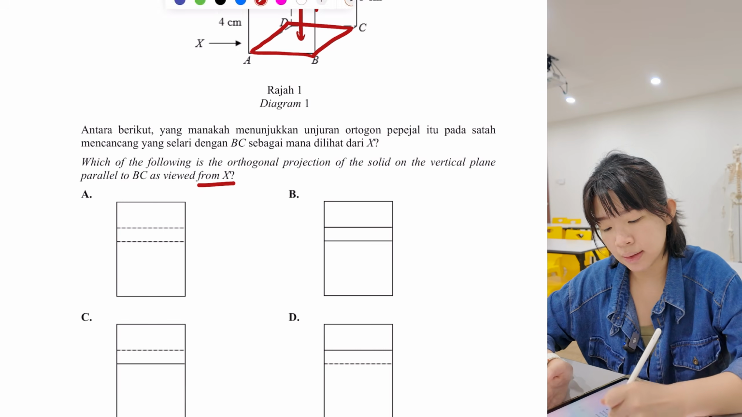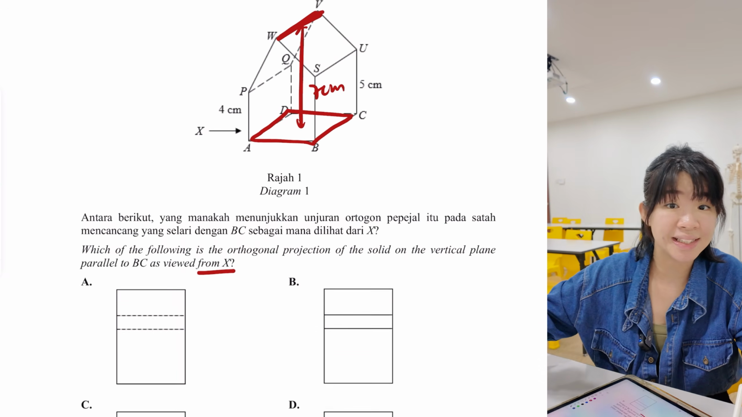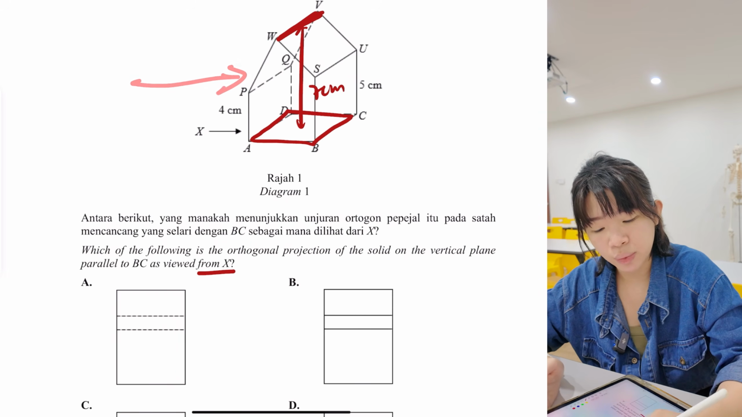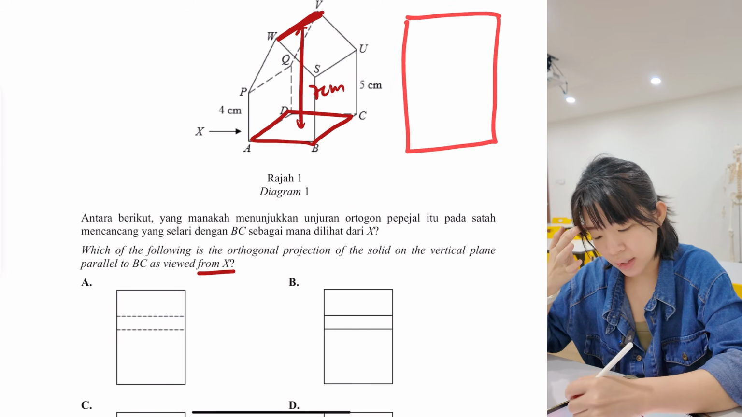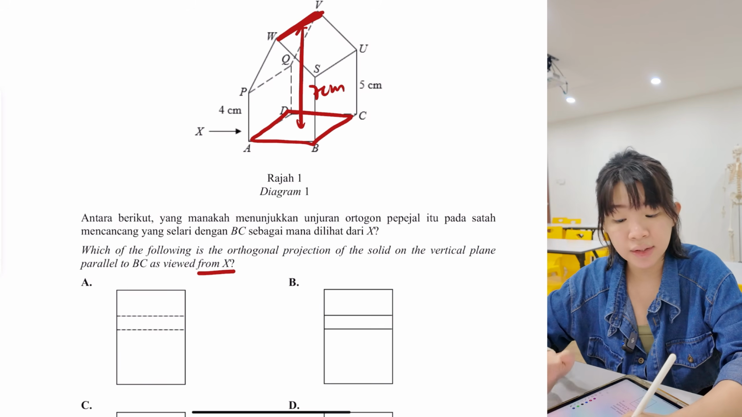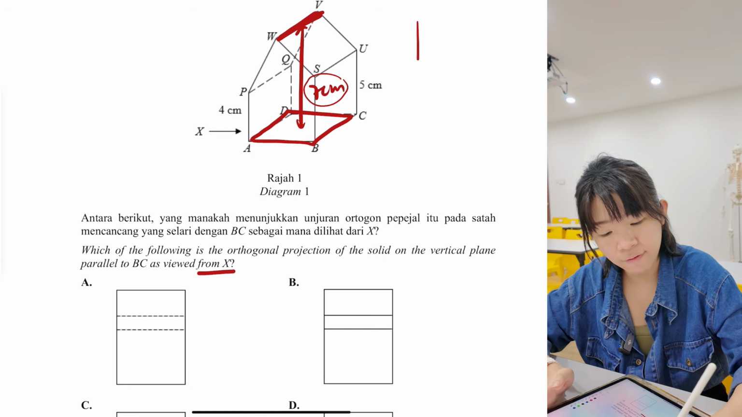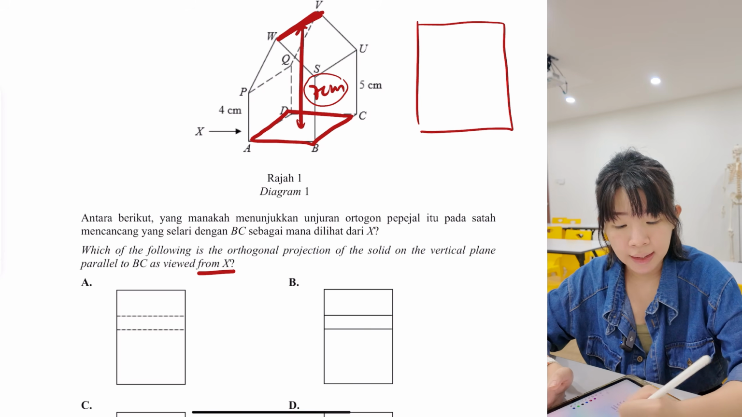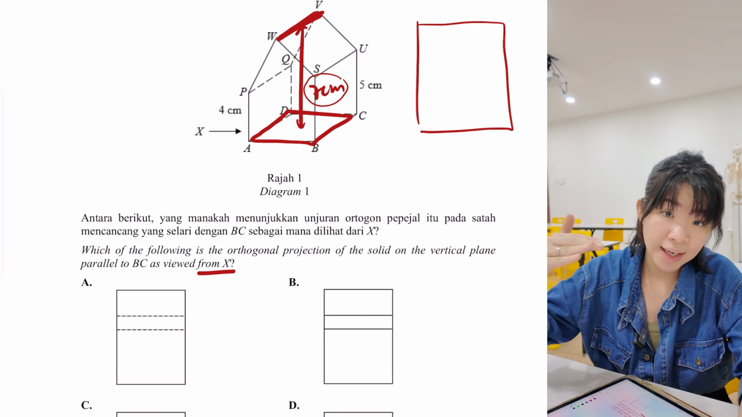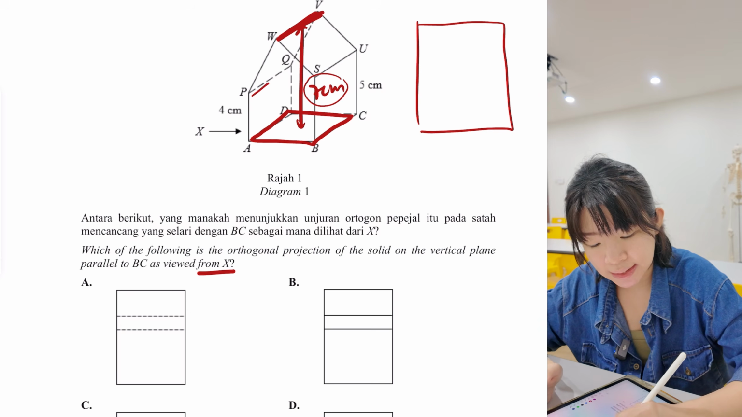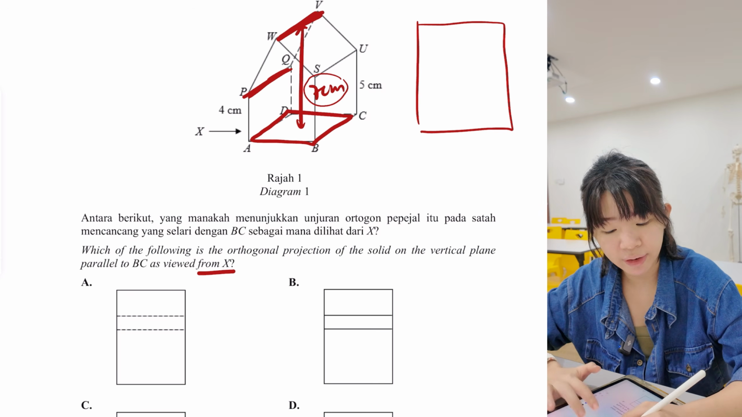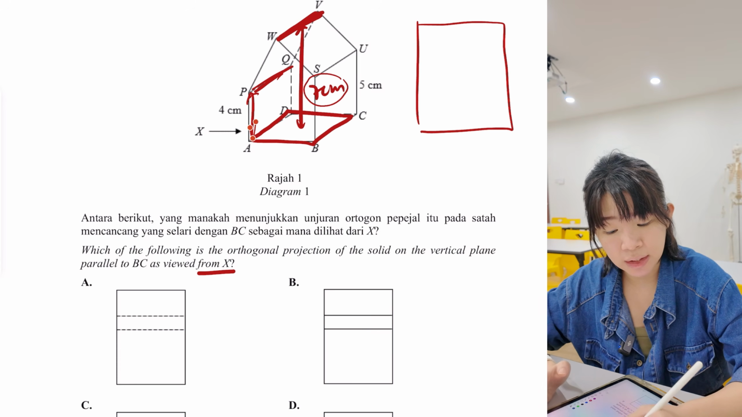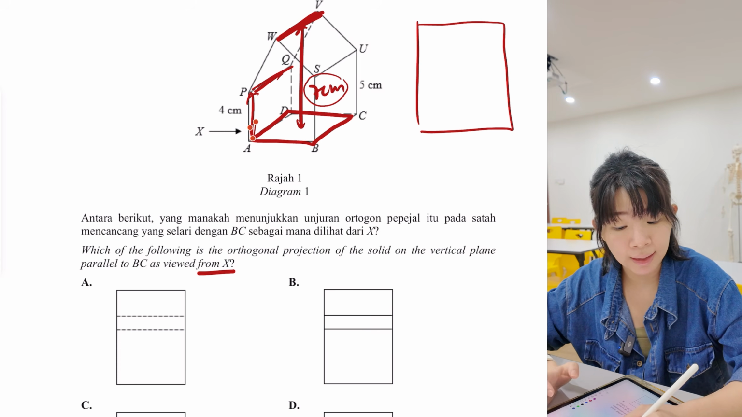Okay, so now look at the diagram. View from X means from the side. So if you view from the side, we will see a whole rectangle. What is the height of this rectangle? Since the vertical height is 7, we will definitely see a rectangle like this. When you view from X, the side, you will see this line, isn't it? It's right in front of you. So this line is 4 cm from the ground. So you see QP, so it will be a solid line.